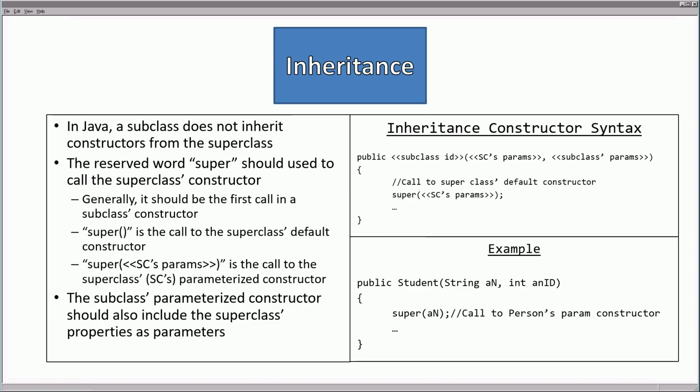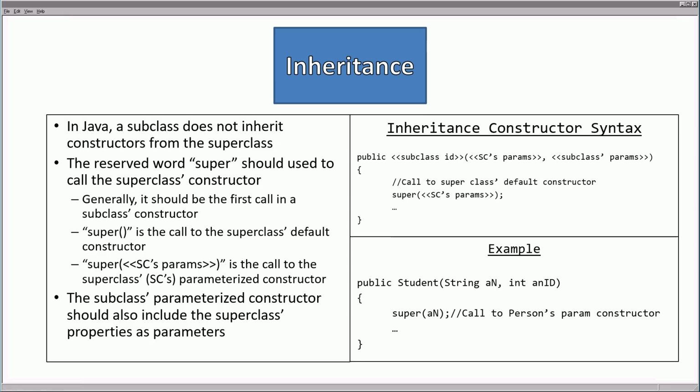Now let's just assume in our running example that the person has only one instance variable, and that's their name. And also the student has only one instance variable, a student ID. Notice that the parameterized constructor includes both the name that is found in the person and also the ID that's found in the student. In this way, we can call the person's parameterized constructor, pass this information so it can be set inside of there.